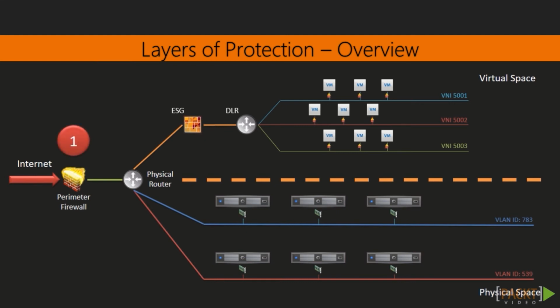So first we have the perimeter firewall. This physical box is responsible for blocking the traffic from the internet connection and just allows traffic passing through the firewall to our infrastructure. The second layer we have is the ESG. So the ESG is kind of a border firewall, or you could say a perimeter firewall for the virtual space. So the ESG filters traffic which is only allowed to travel into the virtual space. And the third layer we have is the distributed firewall on the virtual machine.